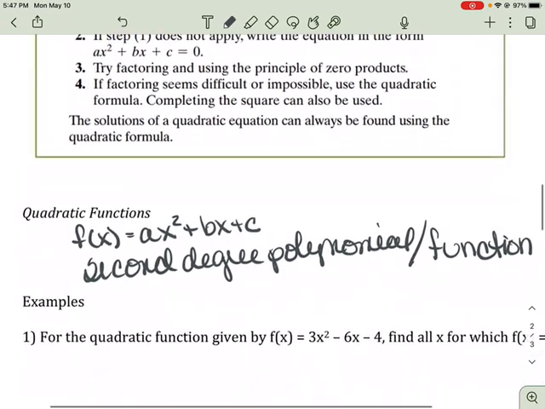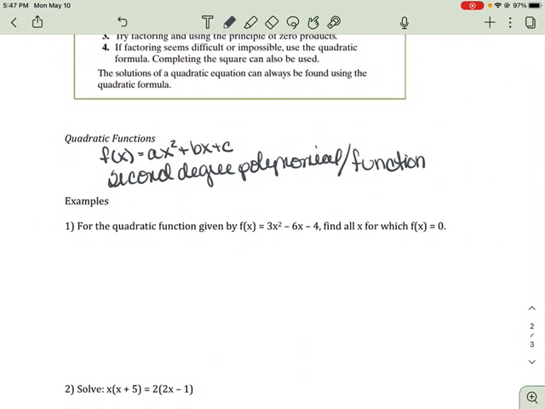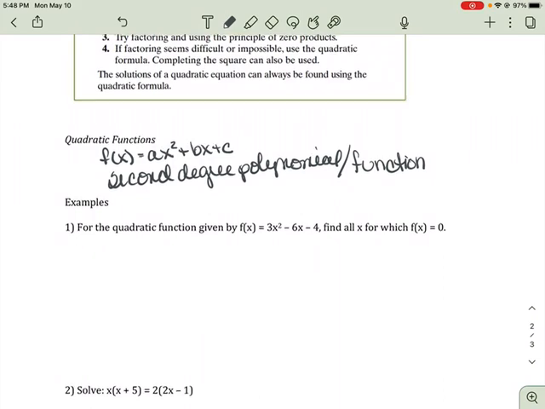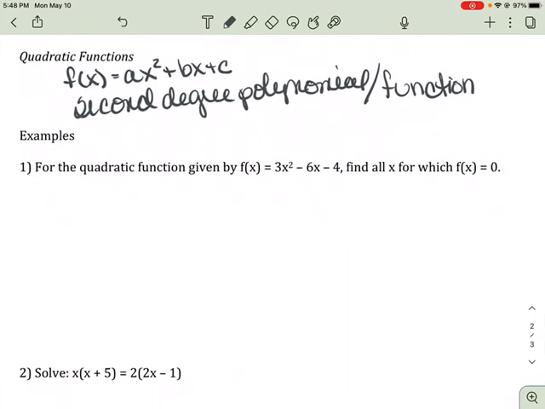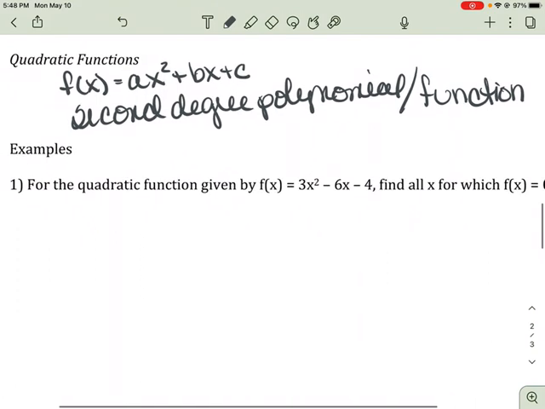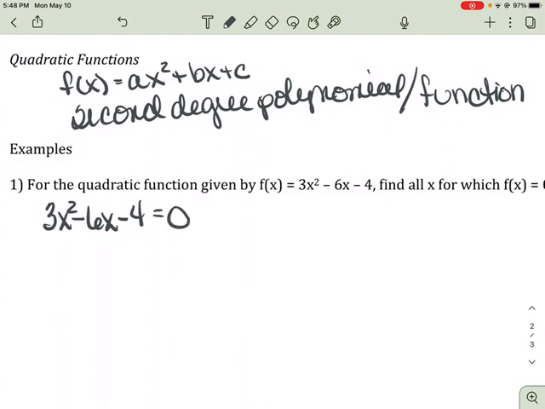All right, so for the quadratic function given by f of x equals 3x squared minus 6x minus 4, find all values of x for which f of x is equal to 0. Basically, that means set the function equal to 0 and tell me what x is. And again, why do we care? Because we're going to eventually graph, and this is where the graph crosses the x-axis. So we're going to make 3x squared minus 6x minus 4 equal to 0.